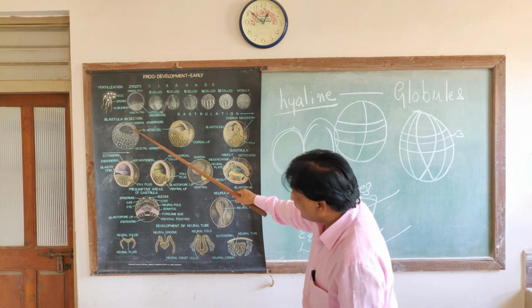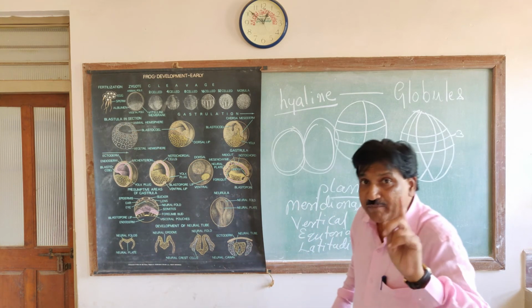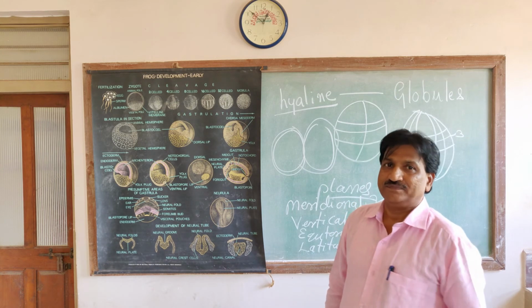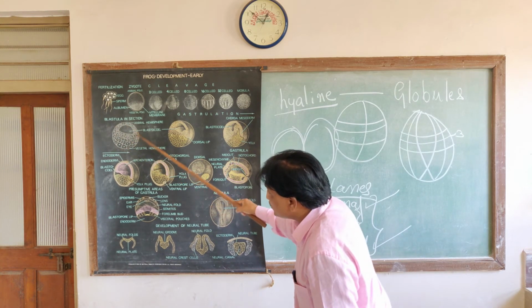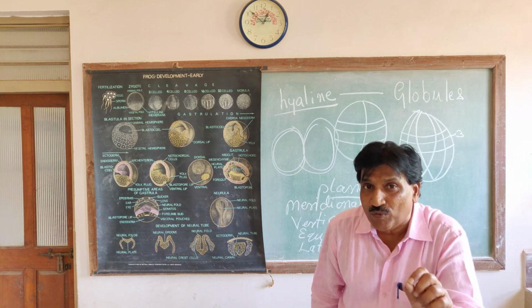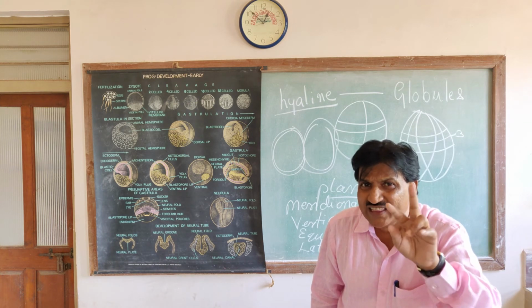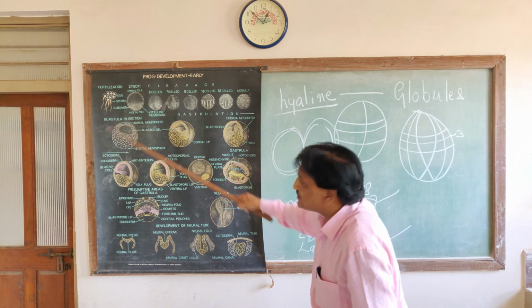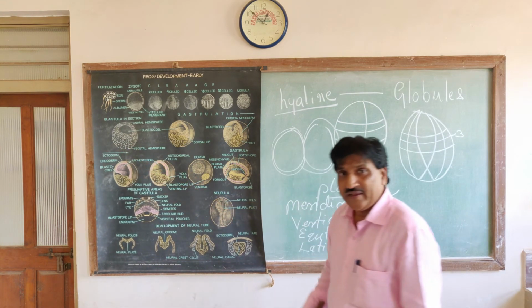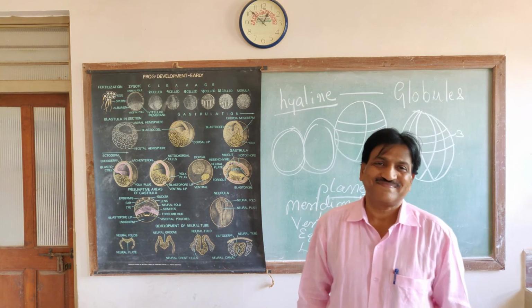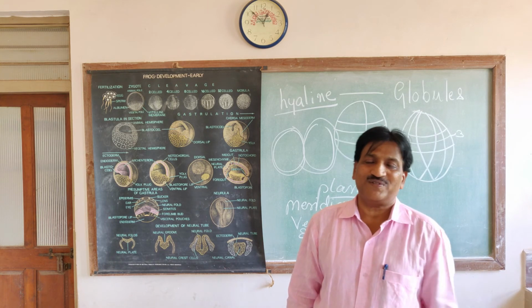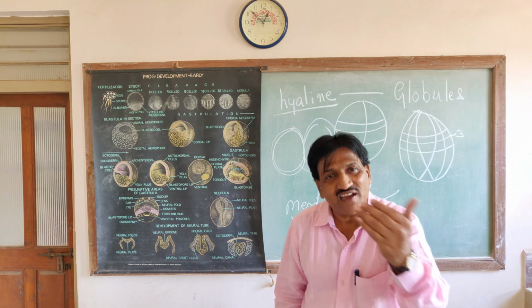The animal pole having 2 cell thickness, that is very important while drawing the diagram section of the blastula. The layer is called blastoderm. In the animal pole, the layer is 2 cell thickness, whereas in the vegetal pole it has many cell thickness. Okay, 2 cell thickness in the animal pole, many cell thickness at the vegetal pole.